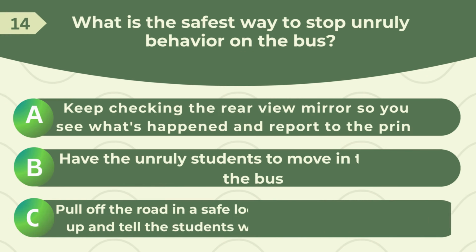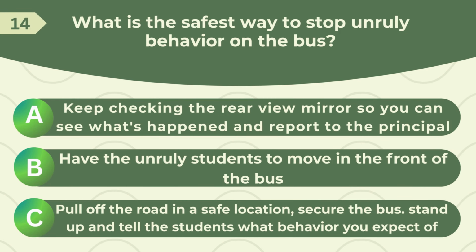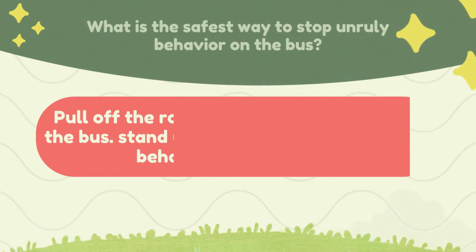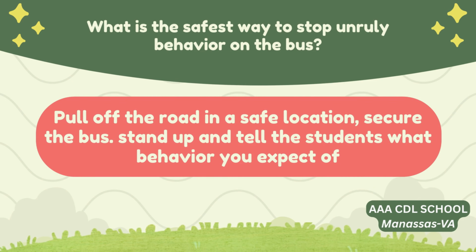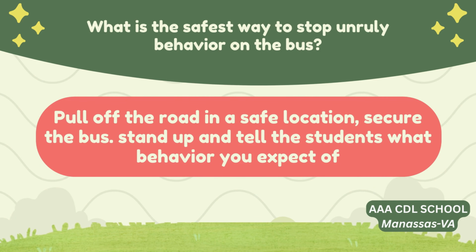What is the safest way to stop unruly behavior on the bus? A. Keep checking the rearview mirror so you can see what's happened and report to the principal. B. Have the unruly students move to the front of the bus. C. Pull off the road in a safe location, secure the bus, stand up and tell the students what behavior you expect. Correct answer: pull off the road in a safe location, secure the bus, stand up and tell the students what behavior you expect.